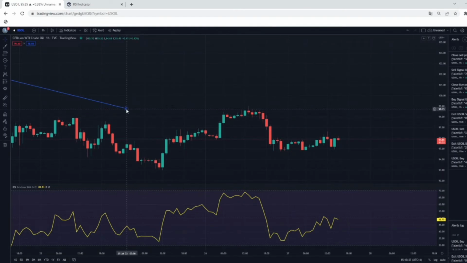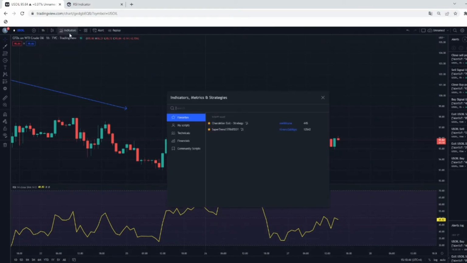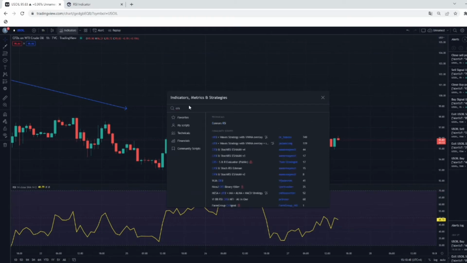And I understand that finding a divergence with the naked eye is very hard. That is why I use an indicator on TradingView called CRS. So this indicator will help you a lot because it can reveal when a divergence happens. This will make your job 10 times easier.